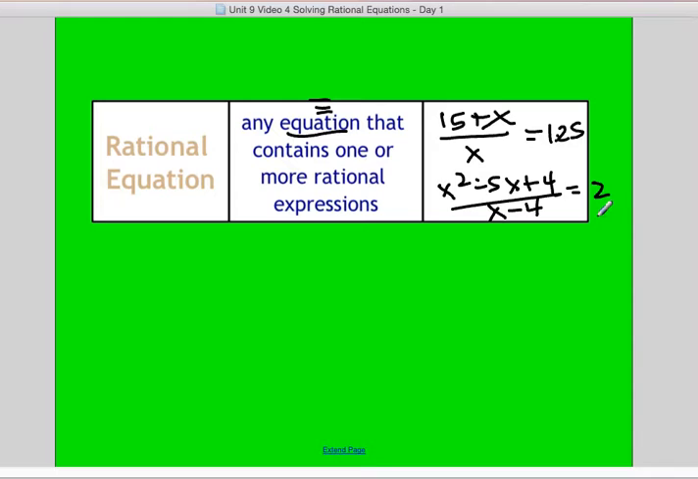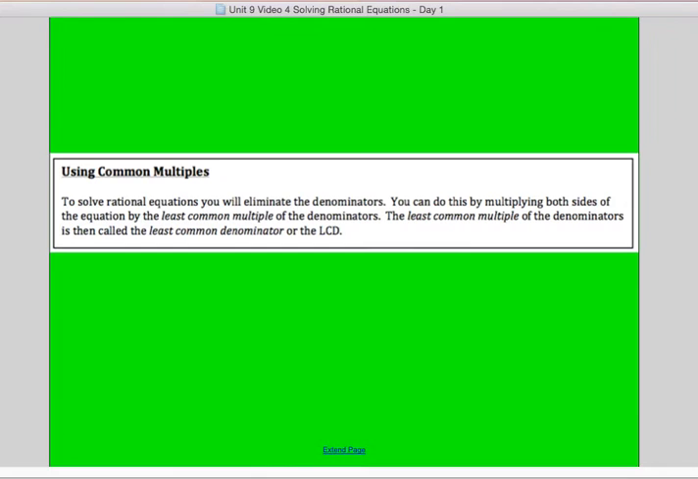So let's go ahead and start solving. We're going to solve some that are a little more complex than that first example. Okay, so what you want to do when you're solving is you want to use common multiples. Okay, so to solve rational equations, you will eliminate the denominators. Okay, so that's going to make us happy. That's going to make it so we do not have fractions.